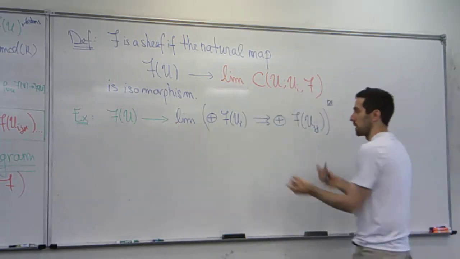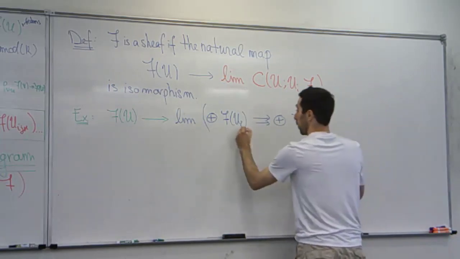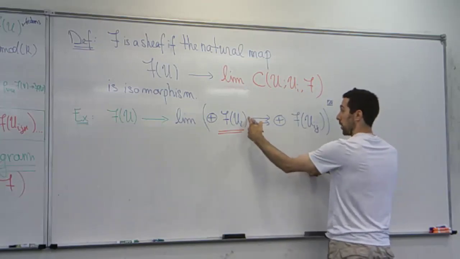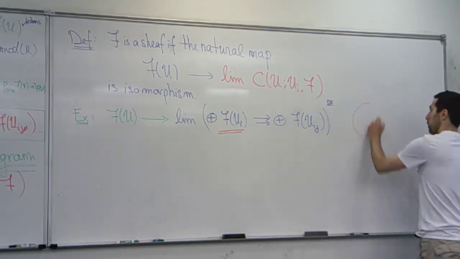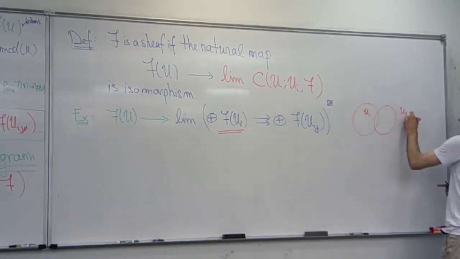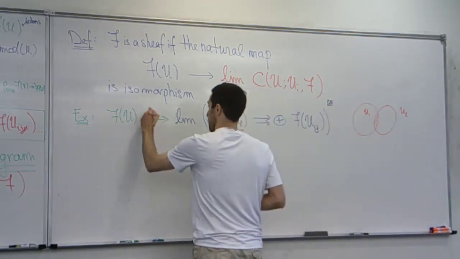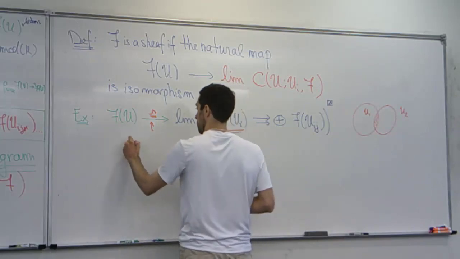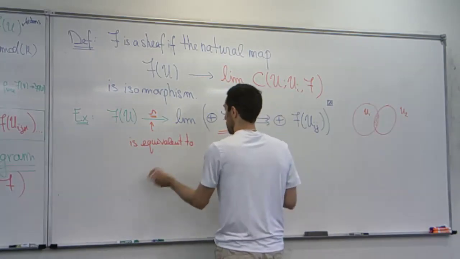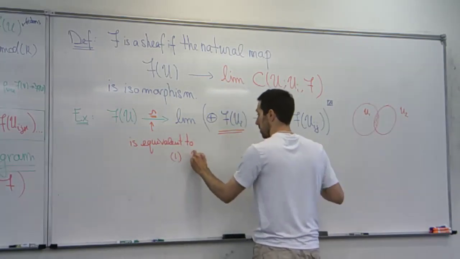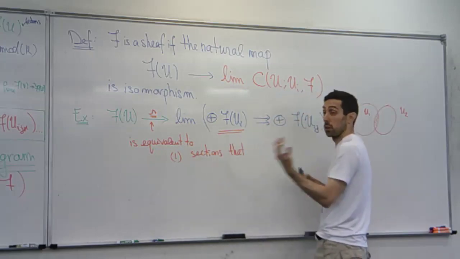What does the limit mean? In this case, this is an equalizer. Here I have two maps, so the limit consists exactly of elements from here such that under these two maps they go to the same thing. These are exactly elements from U1 and U2 that map exactly the same, meaning they coincide in the intersection. So this map being an isomorphism is equivalent to two conditions, usually written like this. Number one, sections that coincide on intersections glue. And the second condition is that they do so in a unique way.